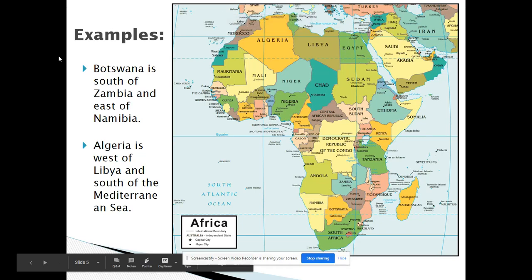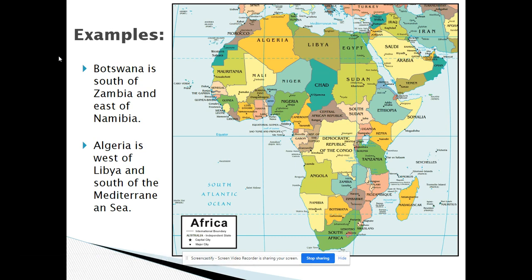So let's try some examples of countries in Africa. So we are now going to describe where Botswana is and give its relative location. So here's Botswana where my mouse is. And we're going to say Botswana is south of Zambia and that it is east of Namibia. Notice how I'm always going to start my sentence with the place that I am looking for. So I'm looking for Botswana and describing its relative location. So I'm going to start my sentence with the words Botswana is. If you do this pattern, it will really help you keep things straight.